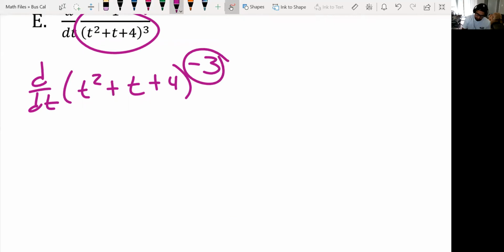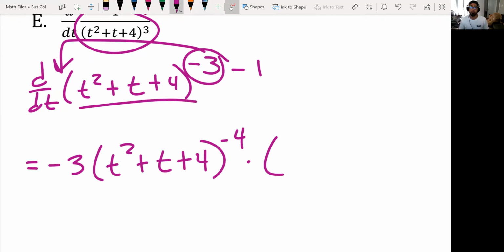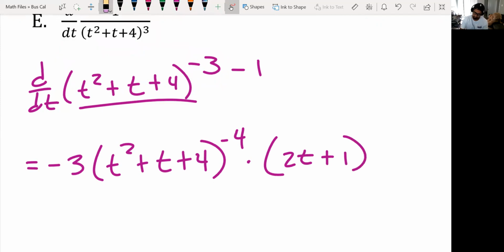So that means -3 comes down, and we get -3 times the inside, which stays the same. Subtract 1, you get -4, times the derivative of the inside. So derivative of t squared plus t plus 4. That's going to be 2t plus 1. Okay, there it is. Derivative of outside times derivative of inside. Now, clean it up.